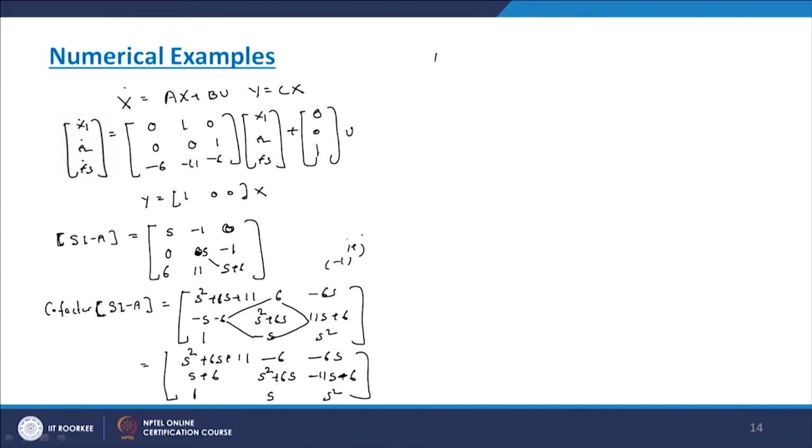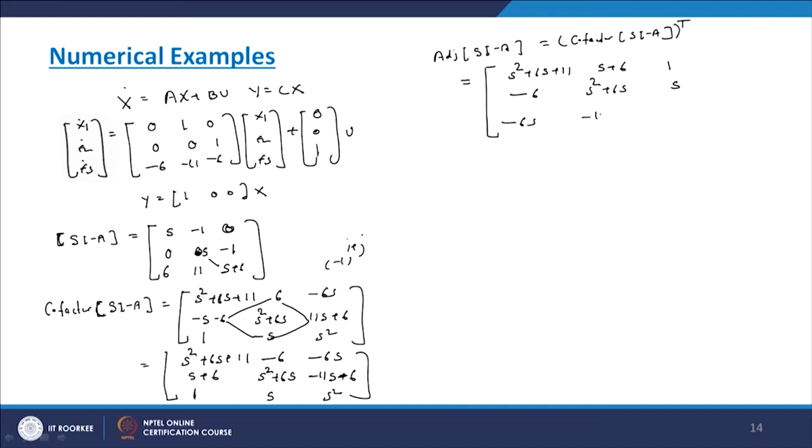Now, we require the adjoint. To get the adjoint, we have to take the transpose of this. So, the adjoint of sI minus A is the transpose of the cofactor of sI minus A. So, we write this as s square plus 6s plus 11, then s plus 6, then 1, then minus 6, s square plus 6s, then minus 6s, minus 11s plus 6, minus 6, s square. So, now we have got the adjoint of sI minus A.